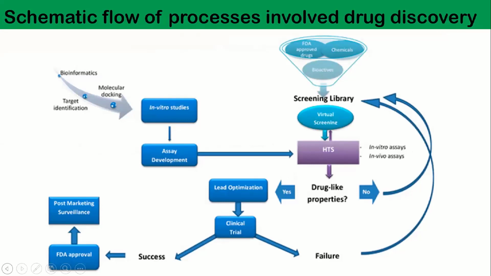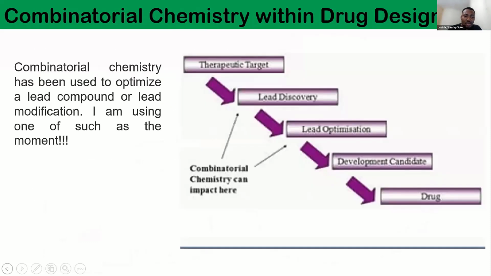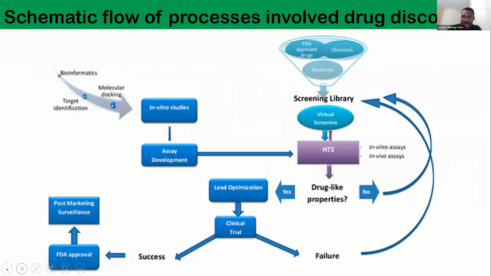So what bioinformatics and all those things do is that they make us do less at the in vitro study. So that by the time whatever we are able to come up with at the in vitro level is subjected to the high throughput assays, you can see, if it has drug likeness property, it goes to what? Optimization. Remember, I mentioned ADMET. And if it passes through optimization, it goes to what? Clinical trial.